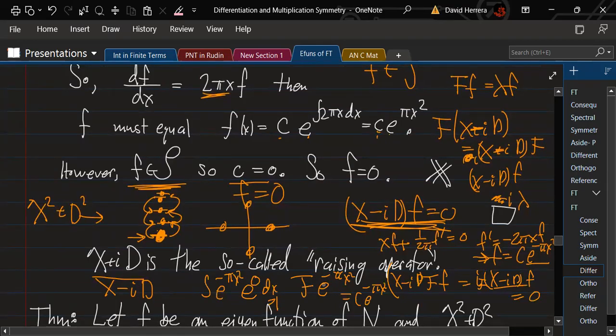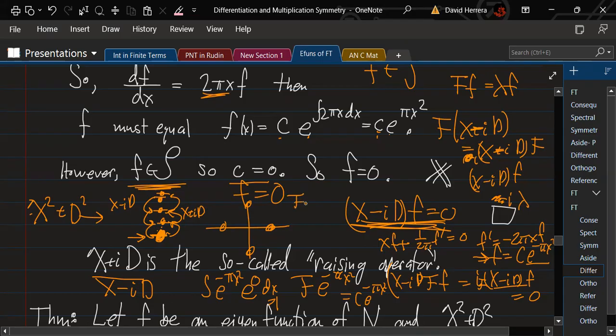Anyway, I don't want to get too much into some of the details. I'm going off into a tangent. The idea is that this x squared plus d squared has this ladder of eigenvalues with different eigenspaces. And the raising operator, x plus id, will move you up, x minus id will move you down. And the idea is that these are all one-dimensional subspaces.